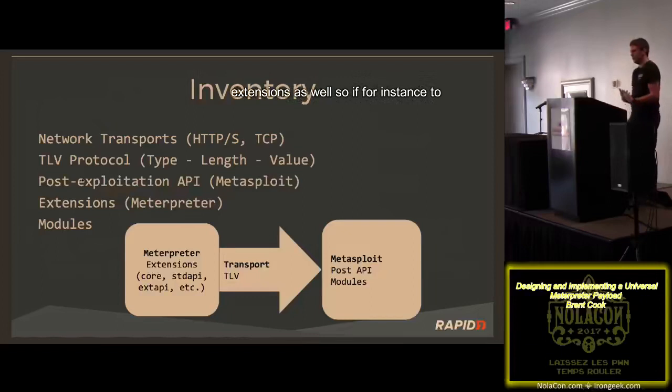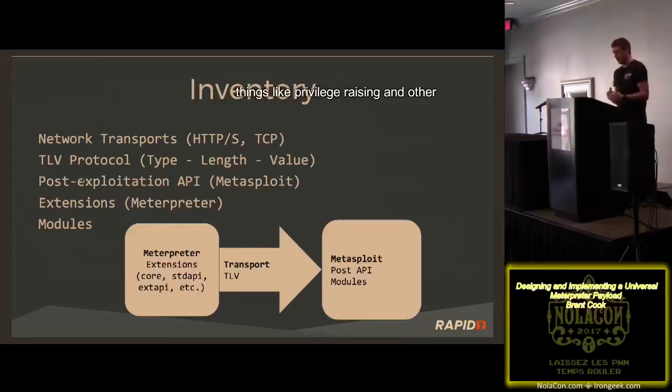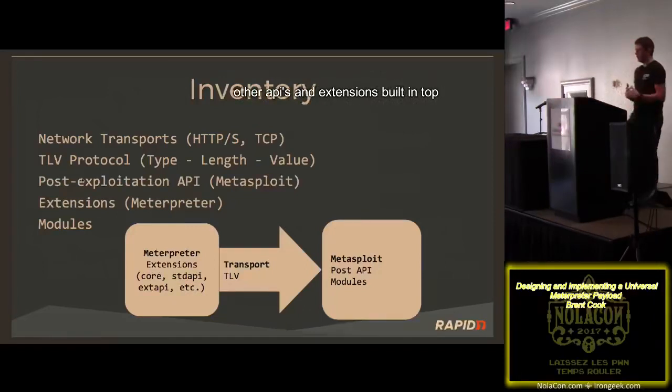Of course, we have a whole lot of extensions as well. To do anything interesting, like open a file, do something on the network, or open up a tunnel, requires extensions. We have extensions like the standard API, which is all the stuff that every Meterpreter supports. We have the extra API, or Ext API, which does things like privilege raising, changes file system parameters, and other stuff like that. And then there's a whole bunch of other APIs and extensions built on top of that that you can add for specific purposes.